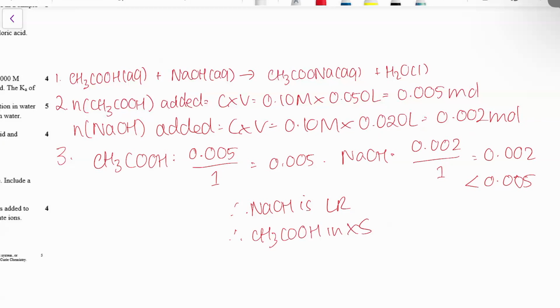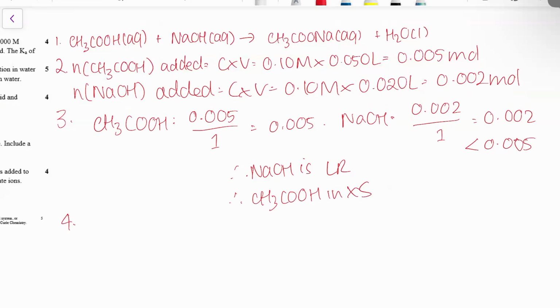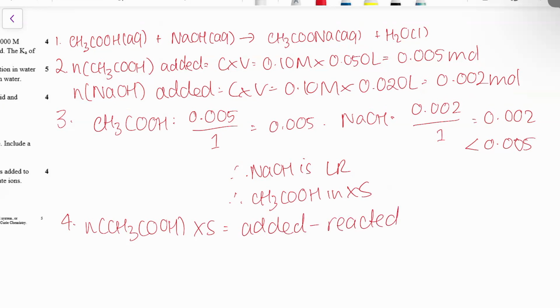Once I figure out what's limiting and what's excess, number 4, I want to figure out the moles and concentration of the thing that's in excess. So moles of CH3COOH in excess is going to be the amount added minus the amount reacted. The amount of CH3COOH I added was figured out in step 2.